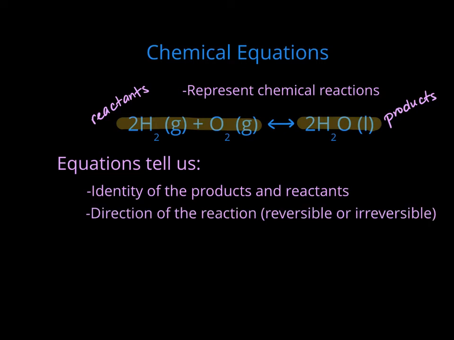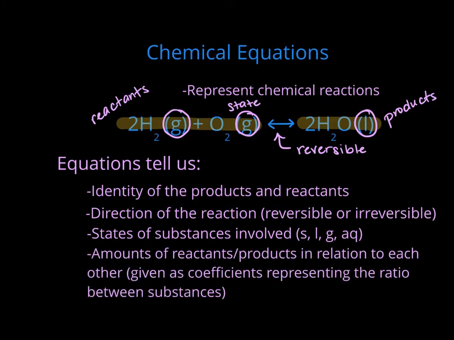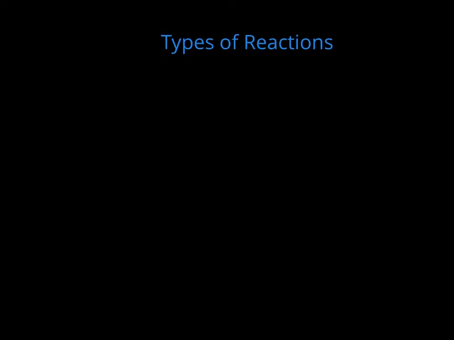We can tell the direction that the reaction is proceeding, whether it's reversible or irreversible, what states our reactants and products are in, whether they're solid, liquid, gas, or aqueous, as well as the ratio of the amounts of reactants required and products formed, along with several other things such as energy or heat or light or any catalysts that are needed for this particular chemical reaction. There are many different types of reactions that exist, but we're going to focus on 5 of the most common.